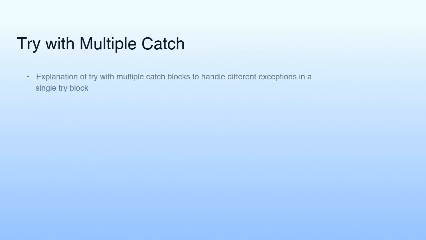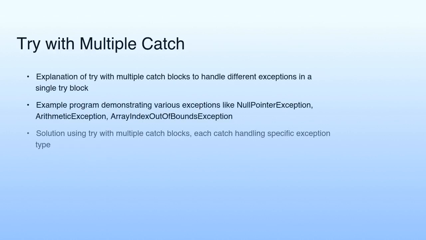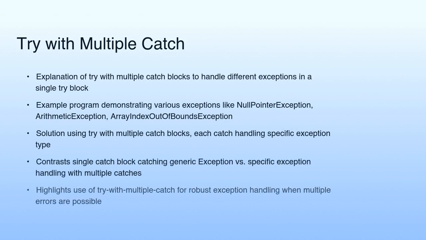Java allows us to use multiple catch blocks to handle different exceptions that may arise from a single try block. For example, we can catch null pointer exception, arithmetic exception, and array index out of bounds exception separately, providing robust and specific error handling.